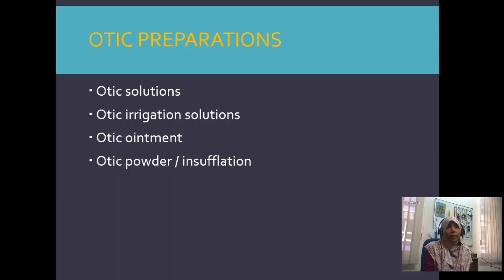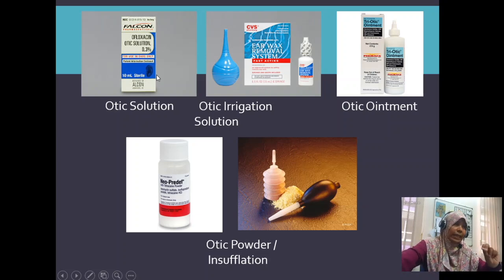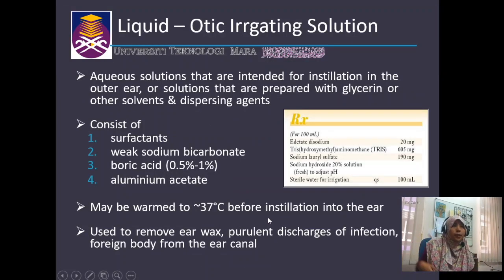Okay, so there are 4 types of otic preparation as I mentioned earlier. We have otic solution, otic irrigation solution, otic ointment, and also otic powder or insufflation. This is an example of otic solution usually found in the market, where we usually put antibiotic inside it. We also have otic irrigation solution, or those otic preparations for cleaning your ears, and then we have otic ointment and also otic powder. The liquid one is usually otic irrigation solution.